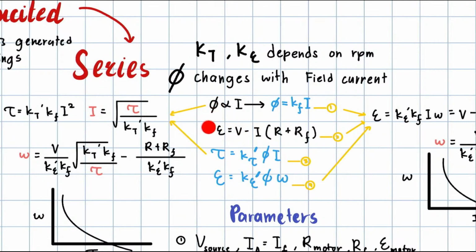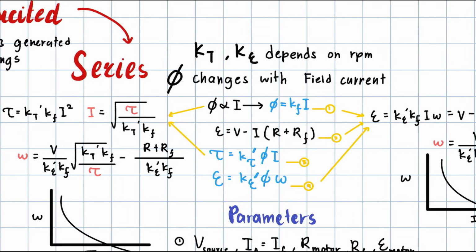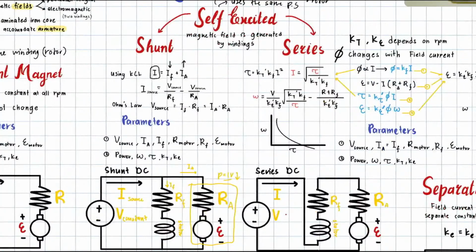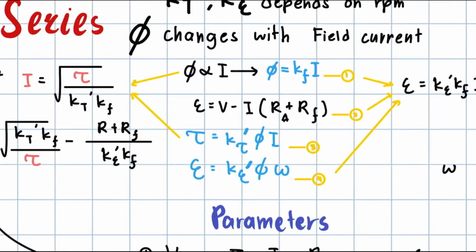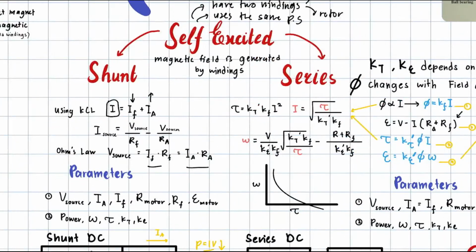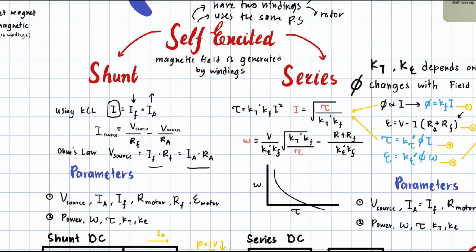So the magnetic field changes proportionally with I. So we can make a relationship phi equals KF times I. Okay, so this is the just now. The EMF equals V minus IR, but this time it has the RF. This is the RA. This is the RF. Here it doesn't matter, it is separate. So it is separate, doesn't matter. But here it is together. So that is what makes the difference between a series self-excited motor and also a shunt self-excited motor.